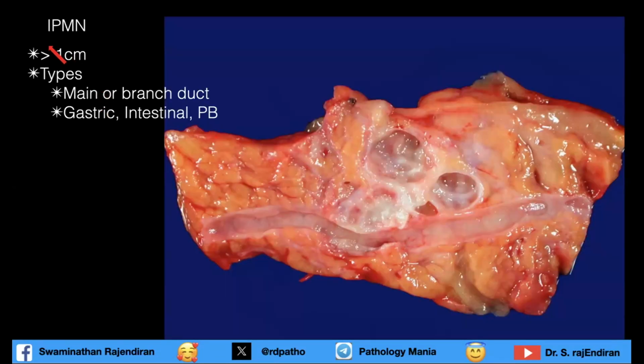IPMN, as I told before, is more than 1 centimeter. Anatomically, it can be from the main duct or branch duct. Histologically, it is gastric, intestinal, and pancreatico-biliary. Here, see the duct, and see the lesion is connected with the duct, and it is visible more than 1 centimeter. So this is IPMN.